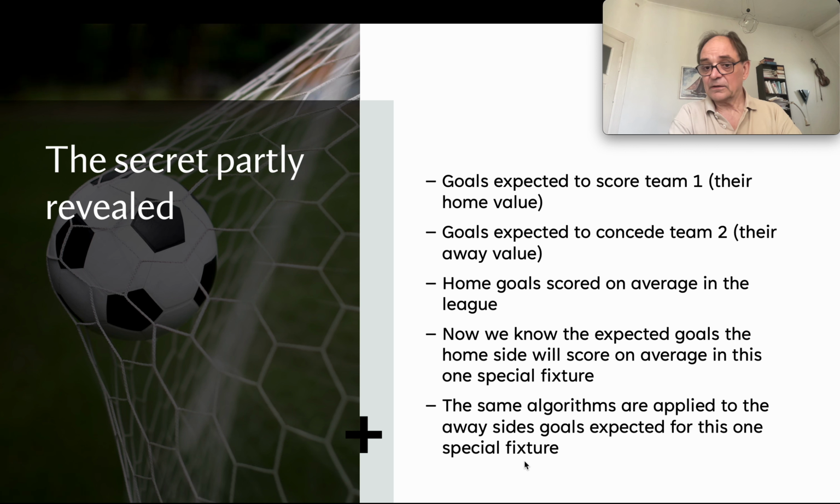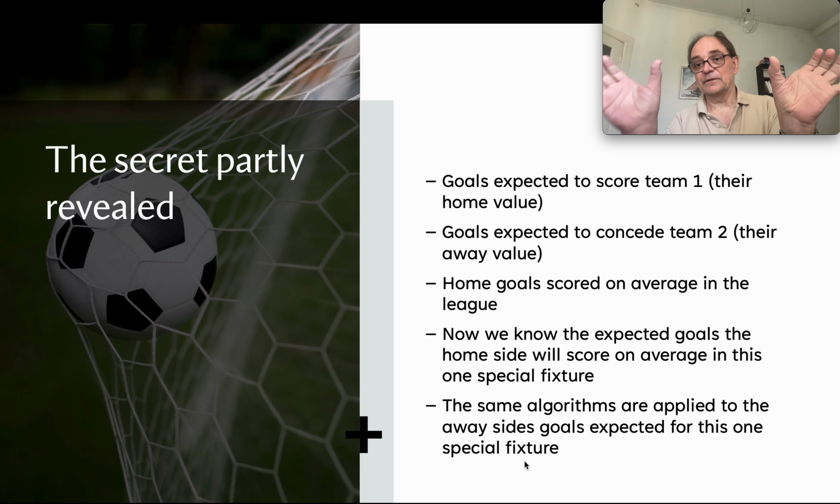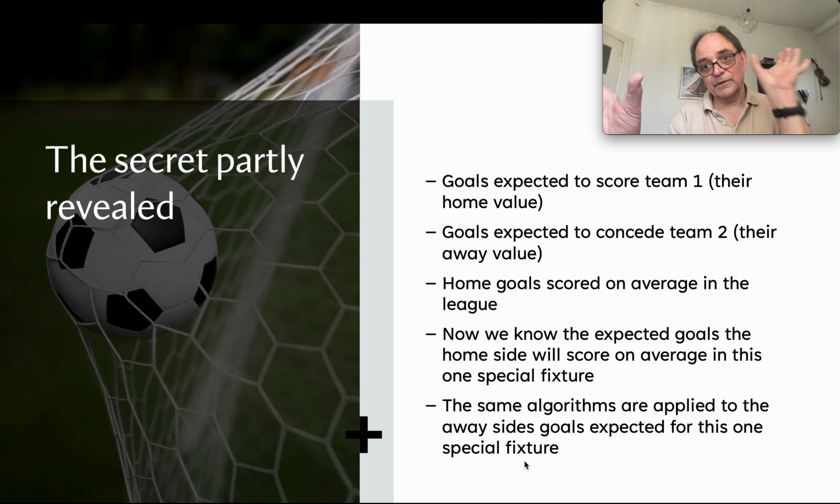Now we know the expected goals the home side will score on average in this one special fixture. The same algorithms are applied to the away side's goals expected for this one special fixture. So we will have two special values for how many goals the home side is going to score in this special fixture, and the away side are going to score for this special fixture. And those two values fit to each other, because what they are expected to score is what they are expected to concede, and what they are going to score is what they are expected to concede.